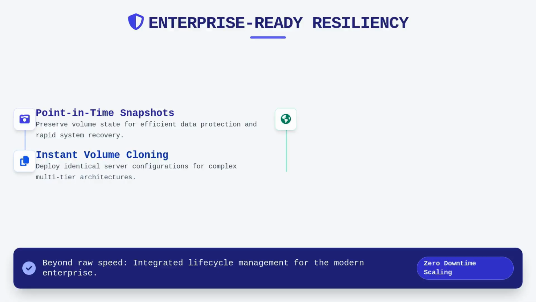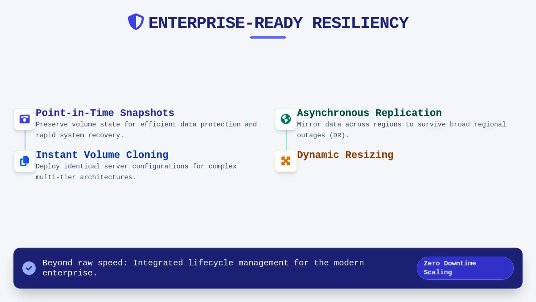For disaster recovery scenarios, asynchronous replication allows you to mirror your data across different regions, ensuring that your stateful data can be recovered even in the event of a broad regional outage. Furthermore, you can dynamically resize your volumes as your data consumption grows, often performing these modifications without requiring application downtime or significant re-architecting of the attached server environment.